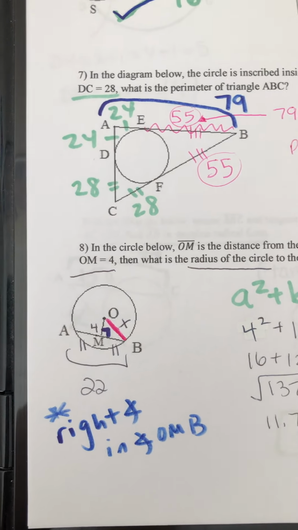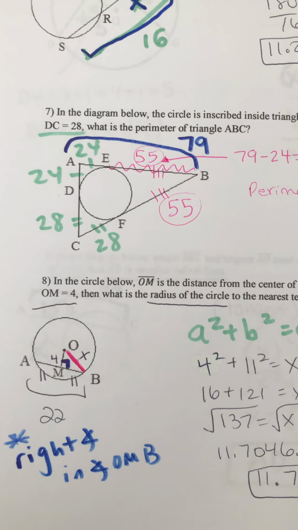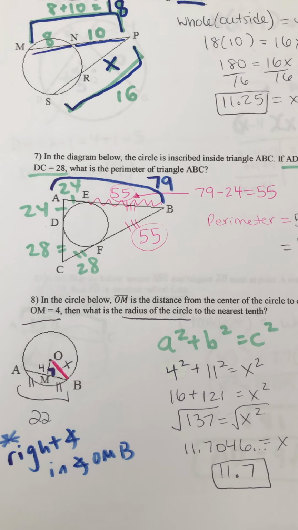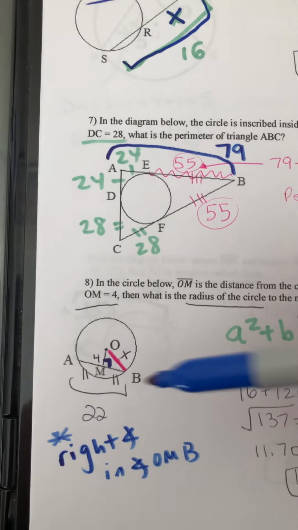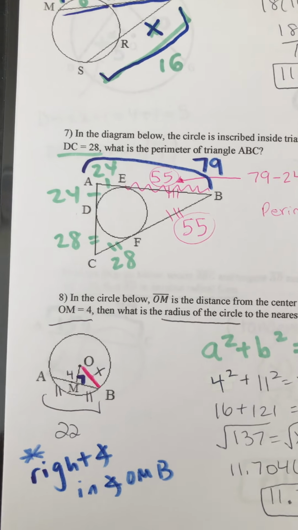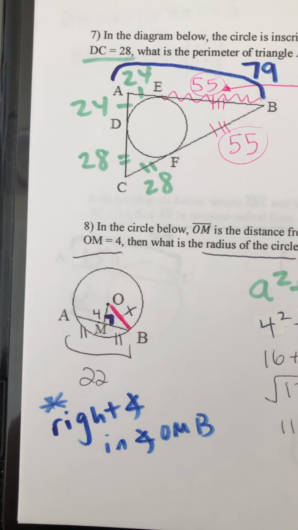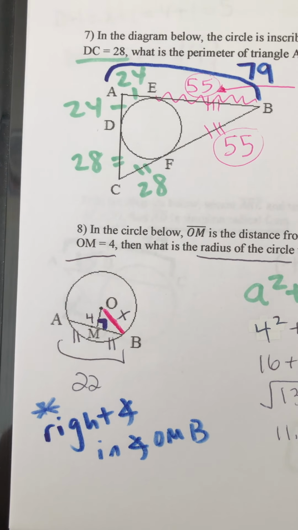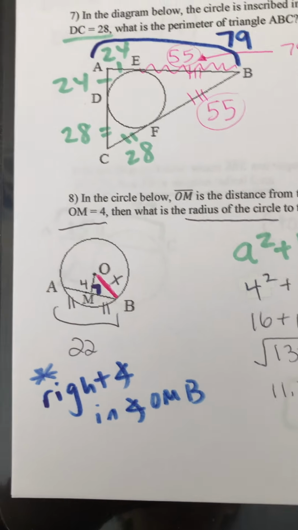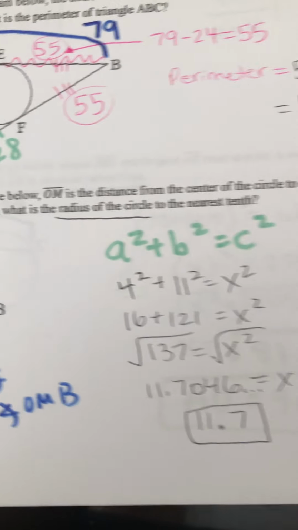The last question, you have a chord and there's a distance from the center to the chord that meets at a right angle, and then the radius is what you're looking for. Notice that there were no radii drawn in on your paper initially, but hopefully you knew to connect O to B. You could have done O to A. As long as you have one radius and you have a right angle, it's in angle OMB, and you have a right triangle. This question is the type of question where you see, oh yeah, draw the radius, I have a right triangle, I need to do Pythagorean theorem.